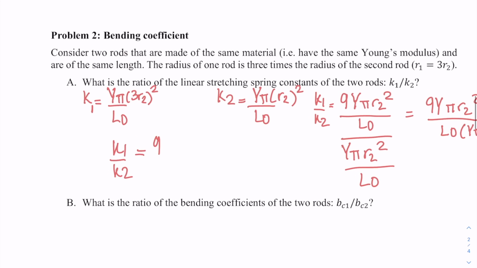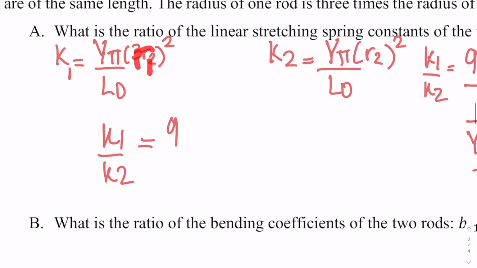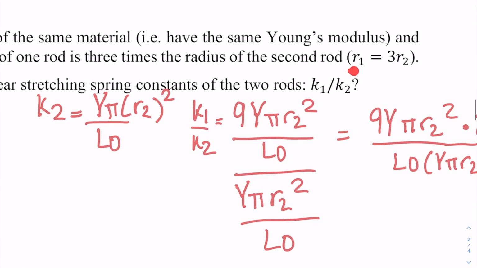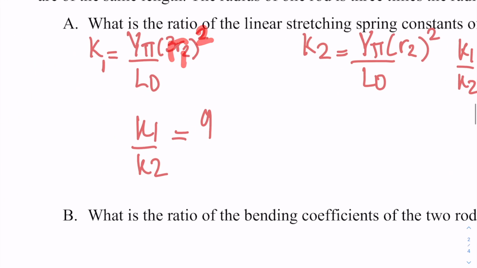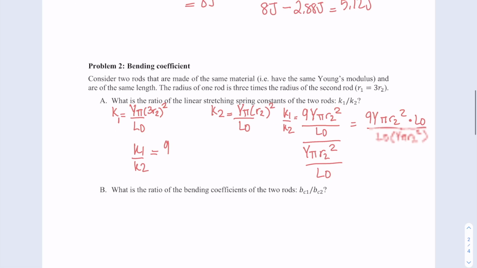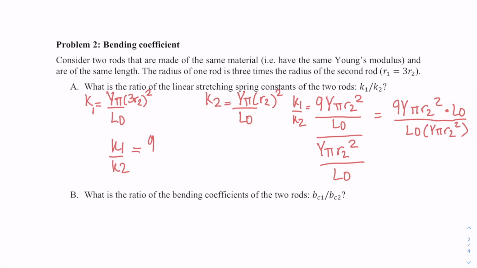Yeah, for K1, instead of saying R1 squared, well, R1 is equal to 3R2, so instead of saying R1, I plugged in 3R2. Yep, no problem. Alrighty. So yeah, 9:1 should be K1 to K2.